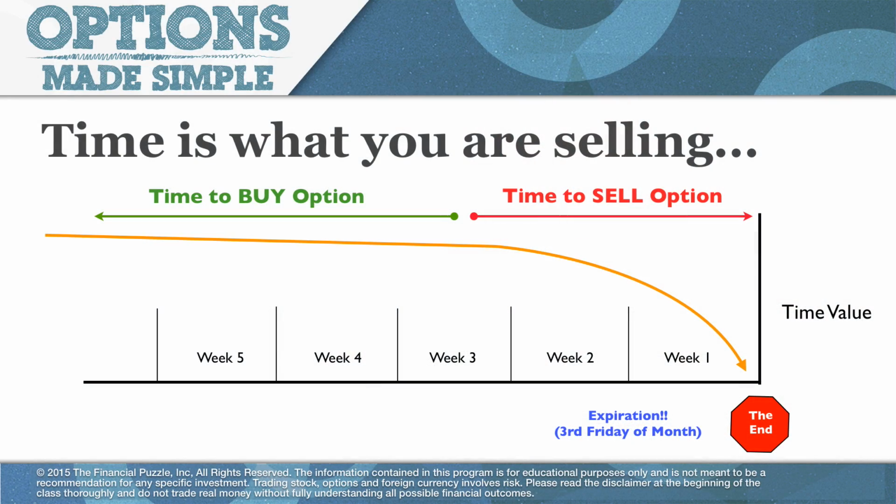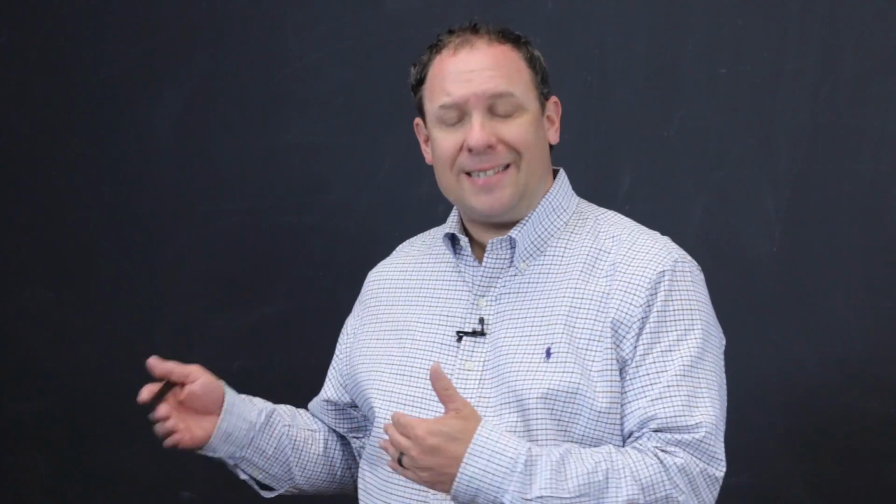Now, we also talked about what you're selling as time. Look at this time picture here. We've talked about this many, many times. The orange line illustrates what happens to the time decay as you're getting closer and closer to expiration. And so what we're really selling whenever we talk about shorting options is the time decay component of the option.